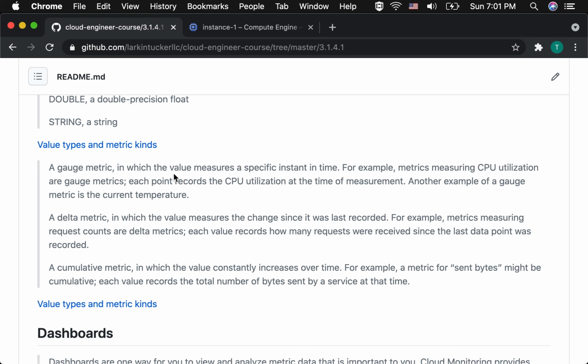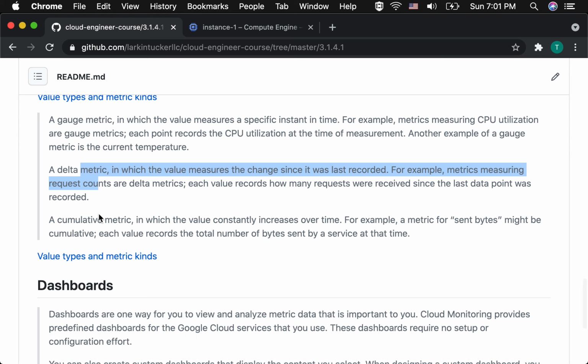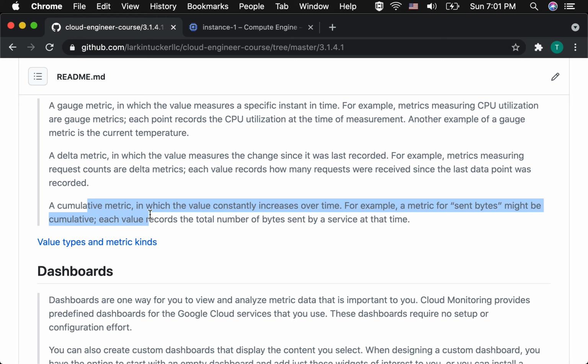And in this case, there are 3 different kinds. One is called a gauge, and that's basically a metric that can go up and down, like a temperature, right? The temperature goes up, the temperature goes down. That's what a gauge is. A delta metric is one where the value is the difference from the previous value. So if you have a series of data, it's basically the deltas between some other values, right? And then the last one is a monotonically increasing counter, called a cumulative metric. In this case, maybe like bytes sent. The next value is always higher than the previous one because you're just adding to some counter.